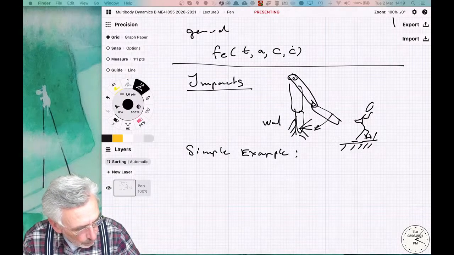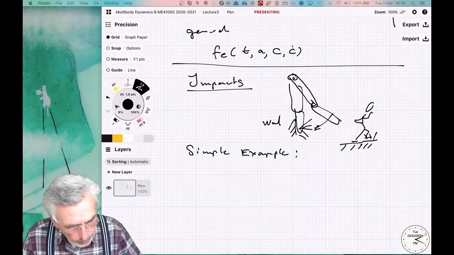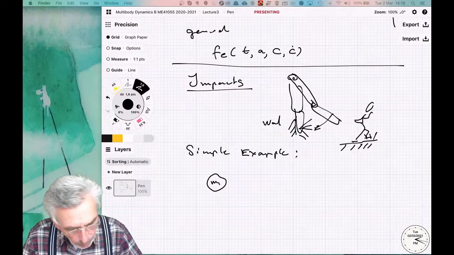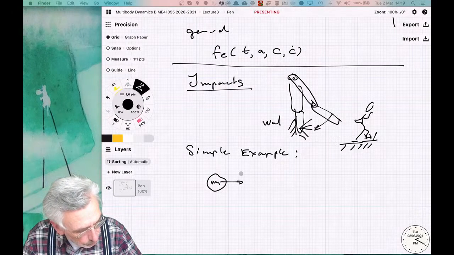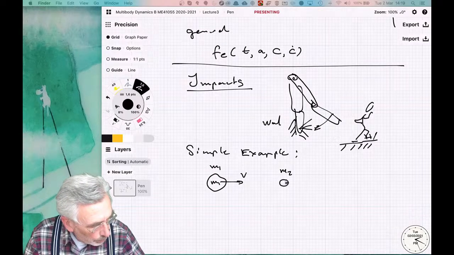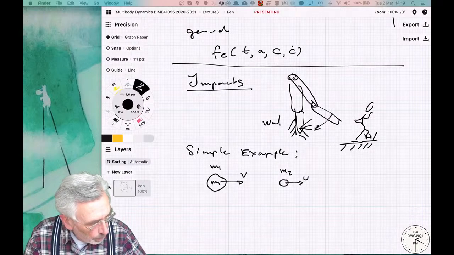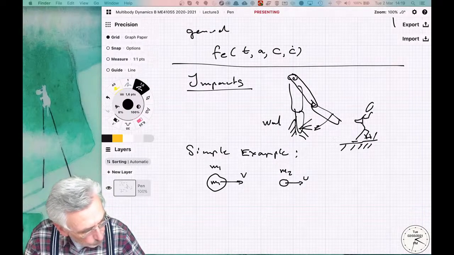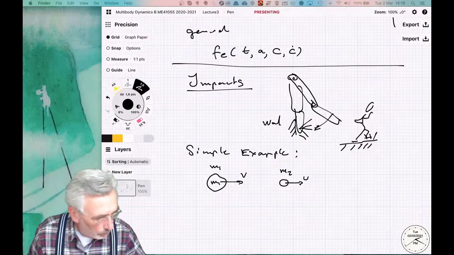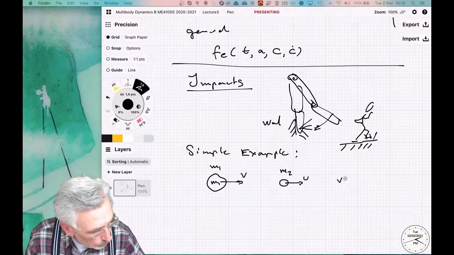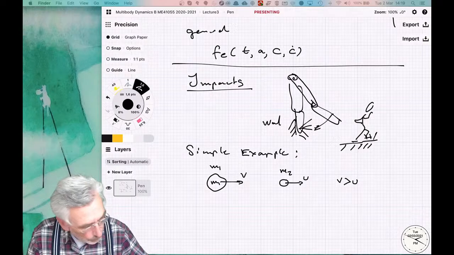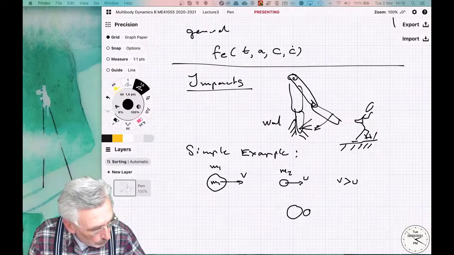Simple example. And it's actually like this. I have a mass, M1, and it has some velocity v, and I have another mass, M2, and it has also a velocity u. And let's say that M1 is catching up with M2, otherwise no impact will happen. Or in other words, the velocity v should be larger than u. And then after a while, of course, they catch up, and then bang, you have this impact.